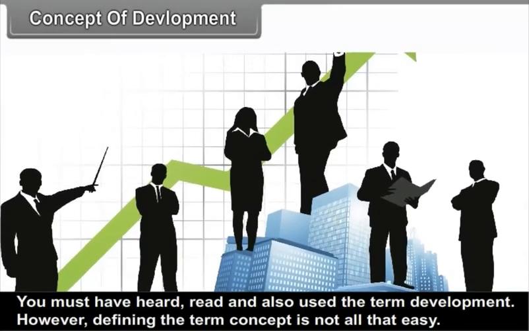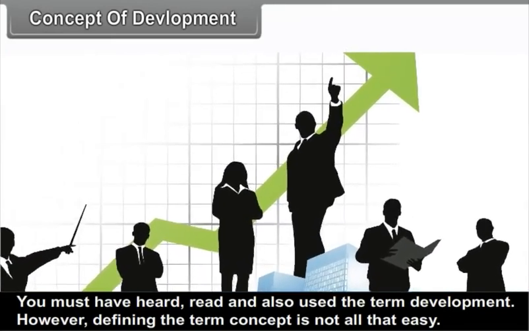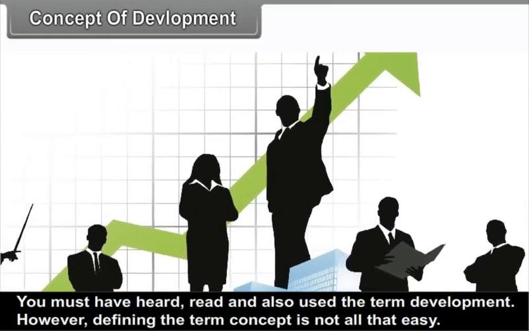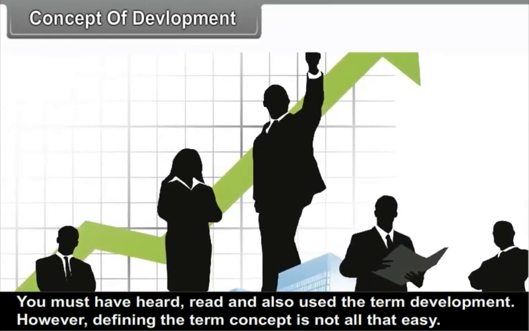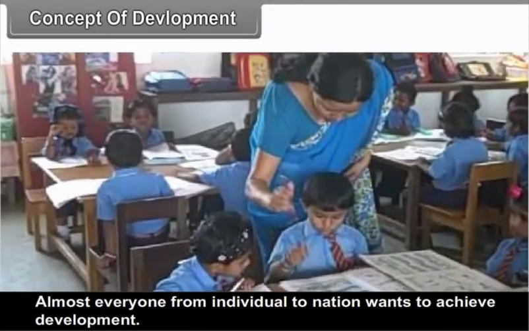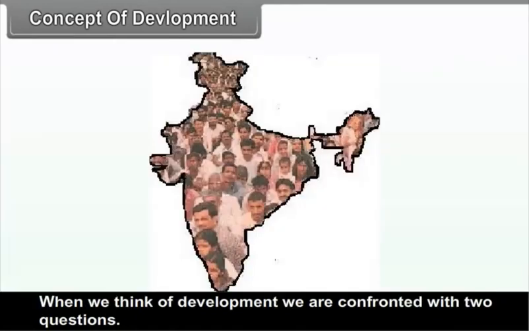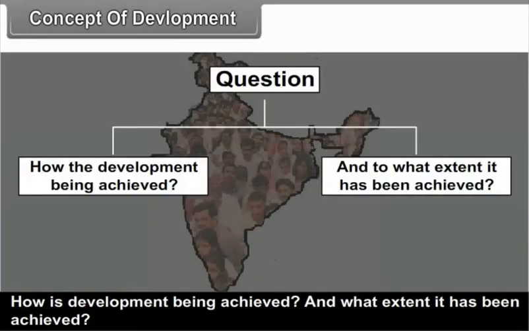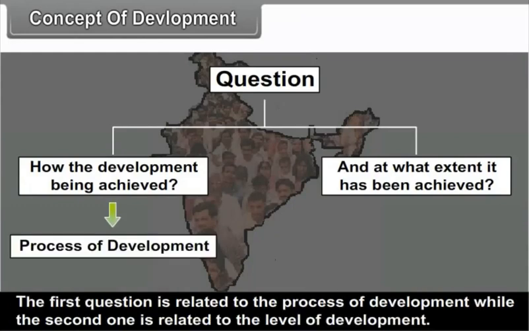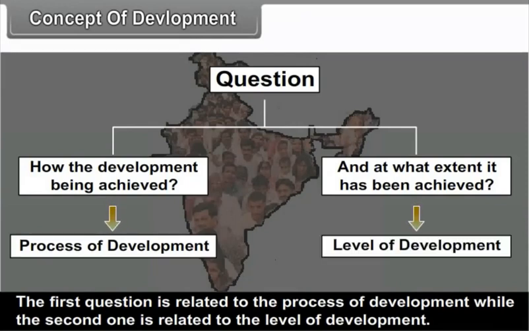(8.1) Concept of development. You must have heard, read and also used the term development. However, defining the term concept is not all that easy. Almost everyone from individuals to nations want to achieve development. When we think of development, we think of two questions: how is development being achieved? And to what extent it has been achieved? The first question is related to the process of development, while the second one is related to the level of development.